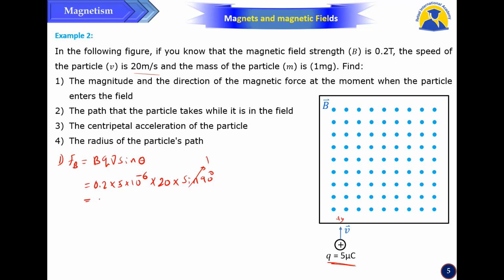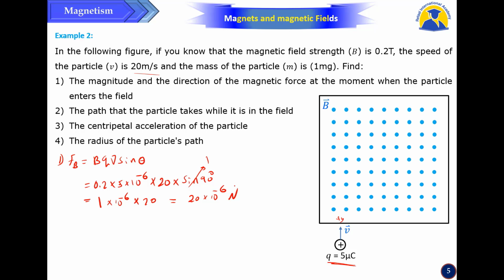0.2 multiplied by 5 is 1, multiplied by 10 power minus 6, multiplied by 20. So the answer will be 20 multiplied by 10 power minus 6 Newton. The unit of force is Newton.